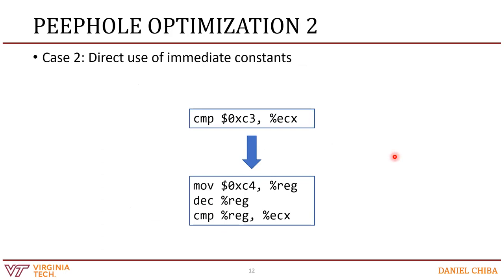The second case, where immediate operands could contain return opcodes, is just regular use. So, for example, if we have a compare instruction where we're comparing contents of ECX to C3, we can move a different number, C4, into a register, decrement that register, and then compare it with the contents of ECX.